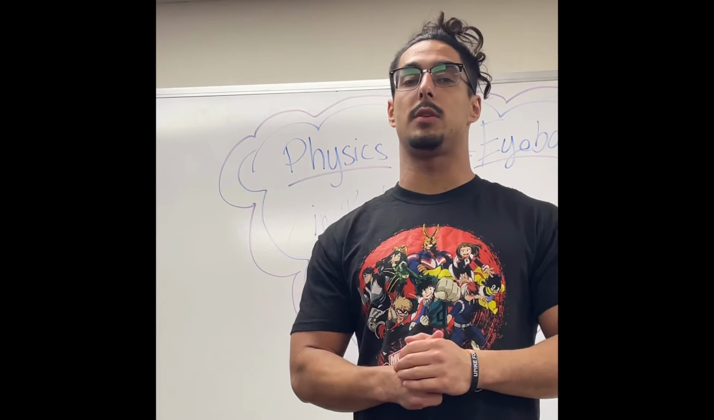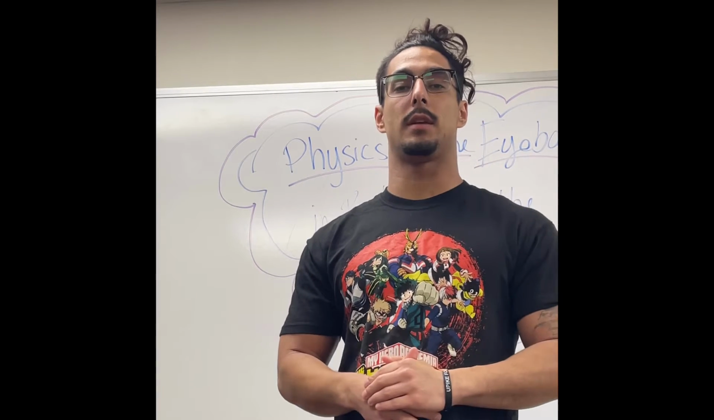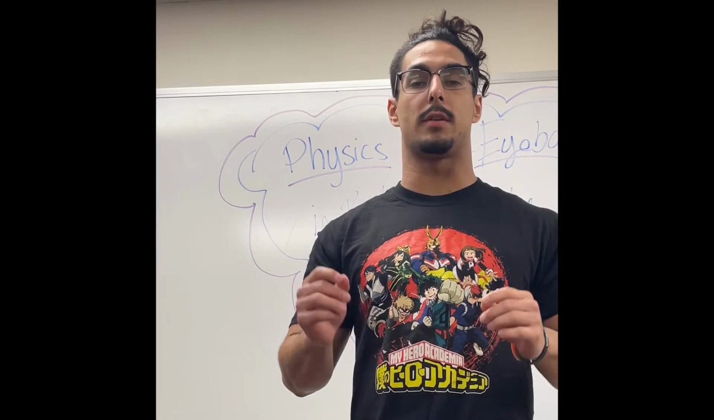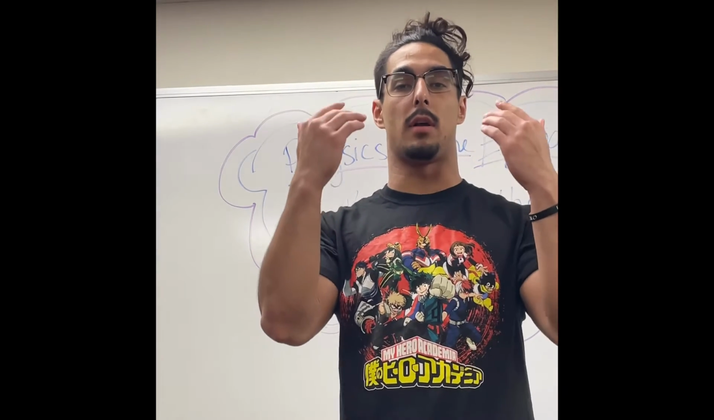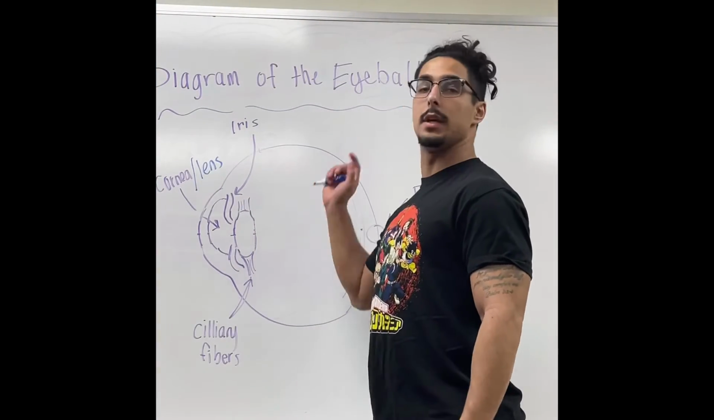We'll be demonstrating this using a laser and a glass lens, pointing the laser into the glass lens in order to show the refraction that the eyeball does when light enters the eyeball and refracts onto the retina in order to form an image. Here I've drawn a diagram of the eyeball.